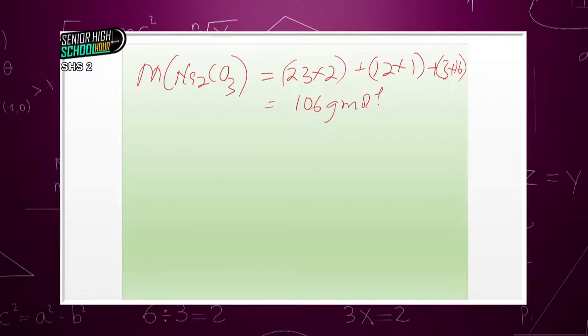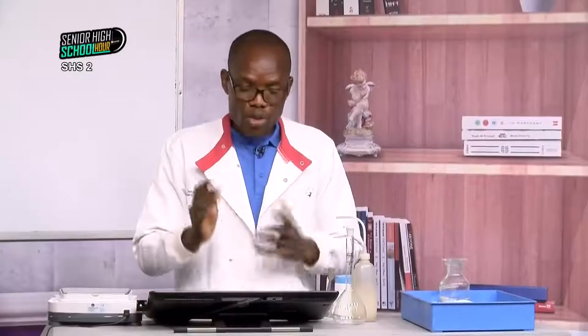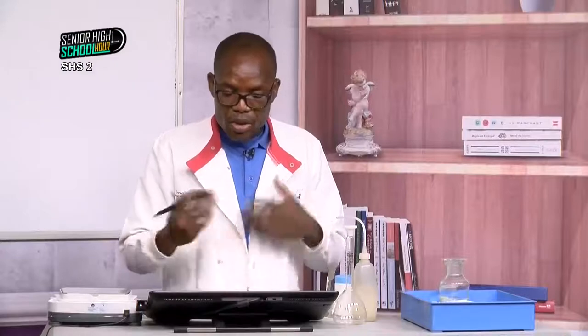Note, concentration is given. So C of sodium carbonate equal to 0.100 mole per dm cubed. Take note, the volume is also given. So volume of solution is 250 cm cubed. So what do I do? Concentration, volume, molar mass.